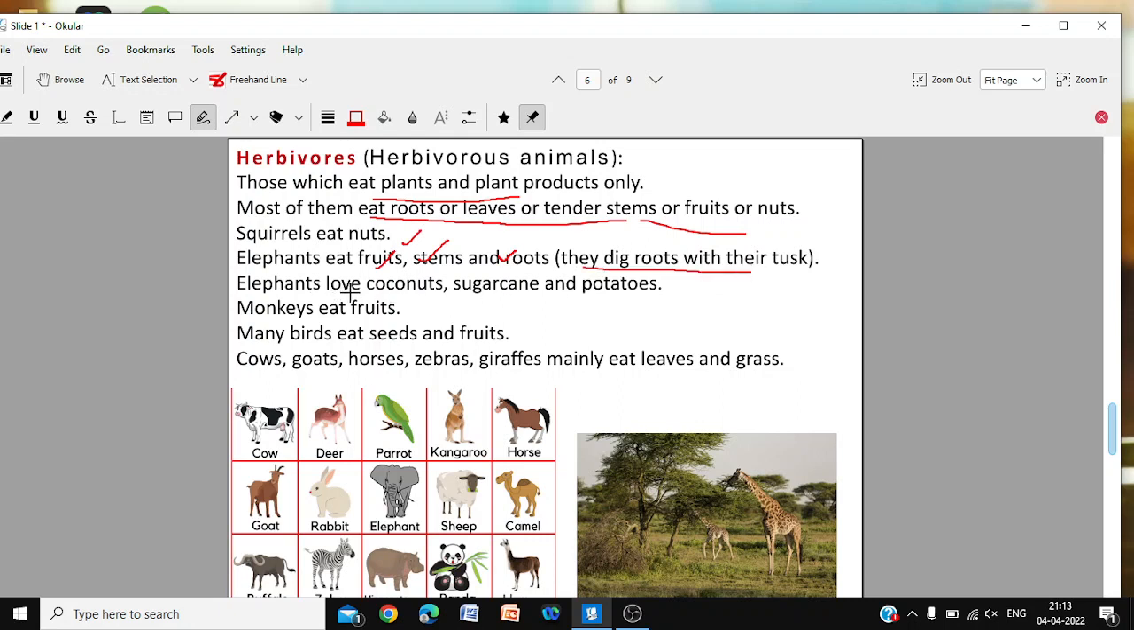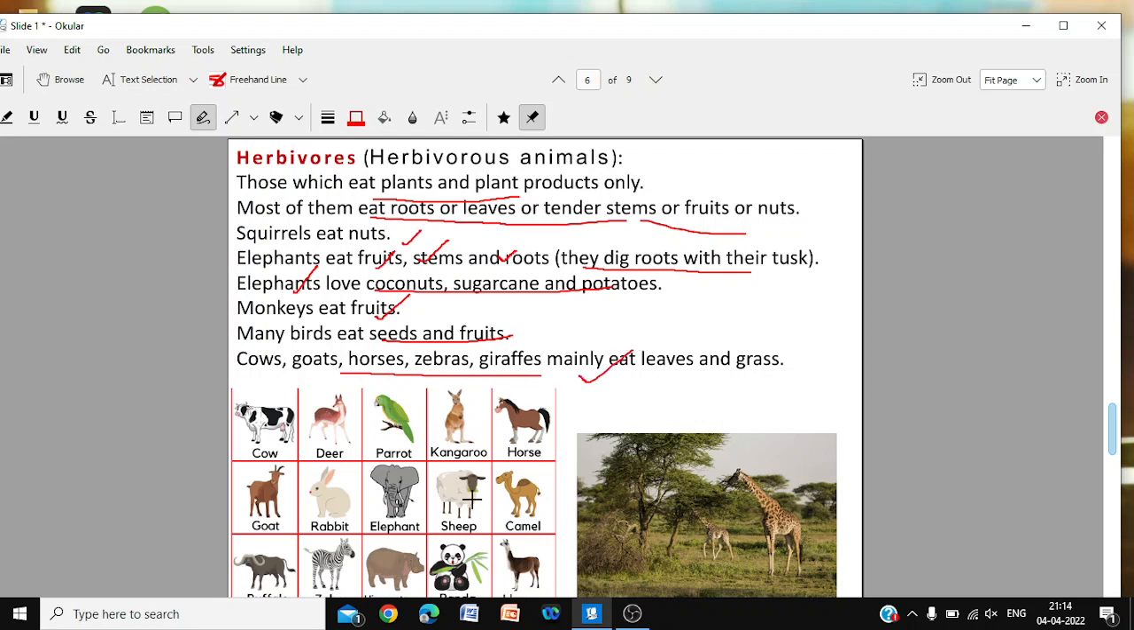Elephants love coconuts, sugarcane, and potatoes. These are their favorite food. Elephants love to eat them. Monkeys eat all kinds of fruits. Many birds eat seeds and fruits. We are talking of herbivorous birds. Cows, goats, horses, zebra, giraffe, they mainly eat leaves and grass.